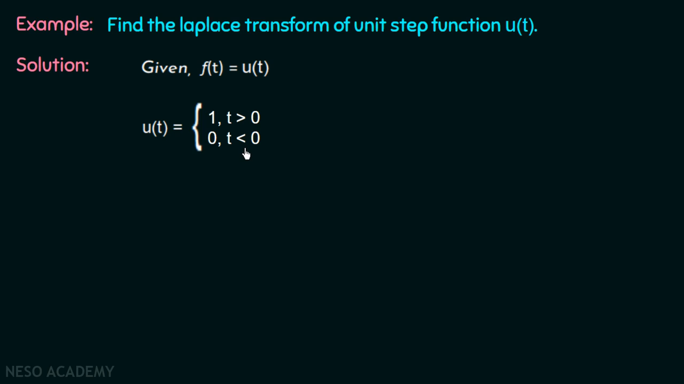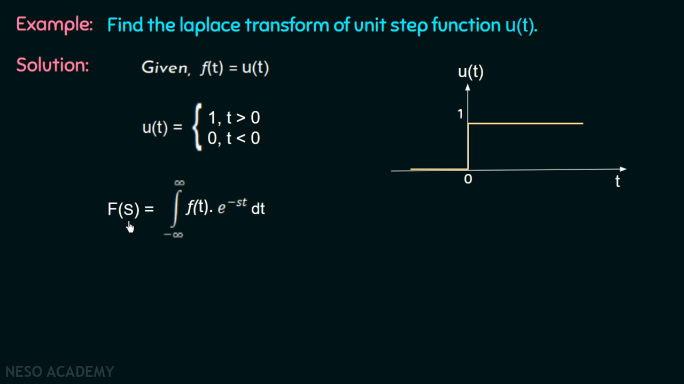We can also plot this function graphically like this. Whenever t is greater than 0, the value of the function is 1, and when t is less than 0, the value of the function is 0. So on the right half plane, the value of the function is 1, and on the left half plane, the value of the function is 0. We will now calculate the Laplace domain for this function. The expression for finding the Laplace transform is f of s is equal to the integral from minus infinity to infinity f of t multiplied by e to the power minus st dt.